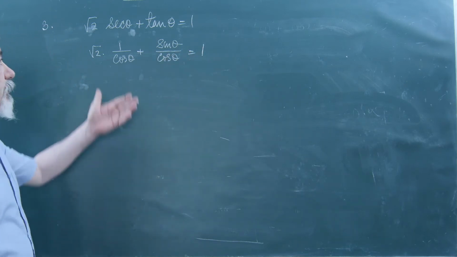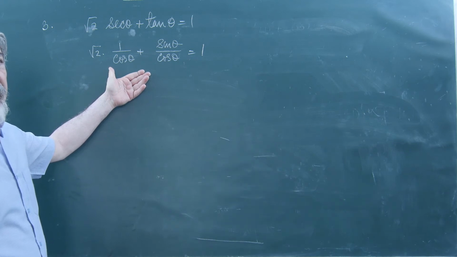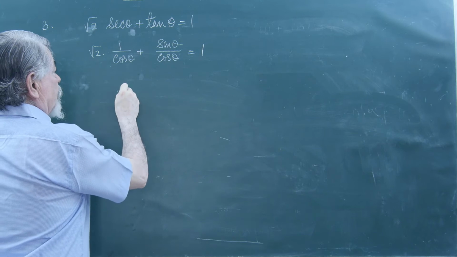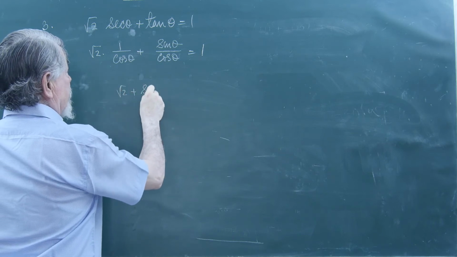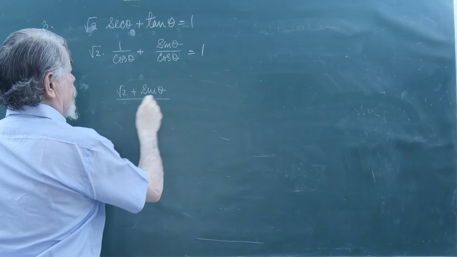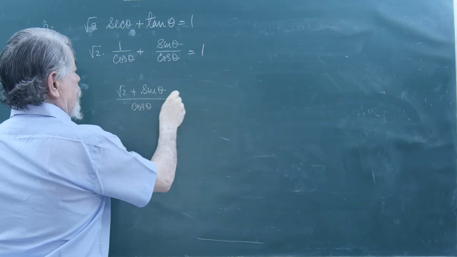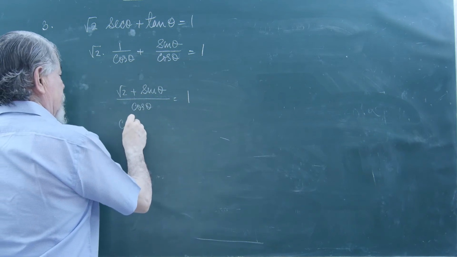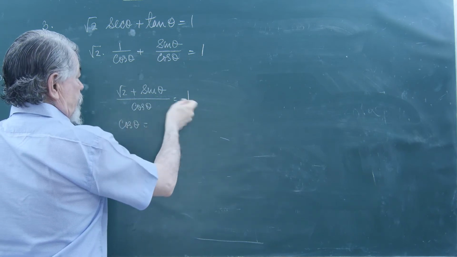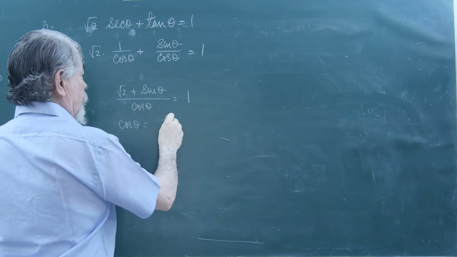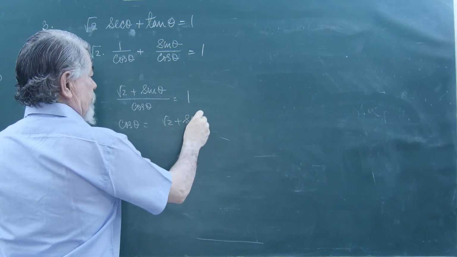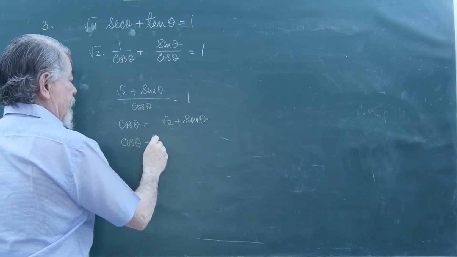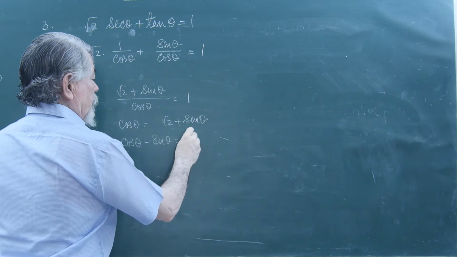Now what we are going to do is take cos theta as the LCM. So it will become root 2 plus sin theta upon cos theta is equal to 1. We cross multiply, we get cos theta is equal to 1 times root 2 plus sin theta. Or I can write it as cos theta minus sin theta is equal to root 2.